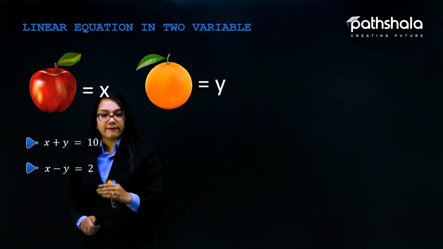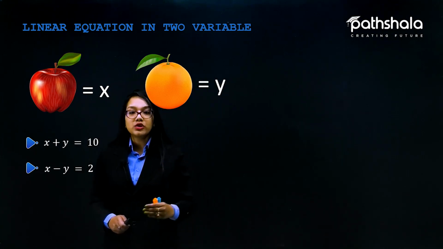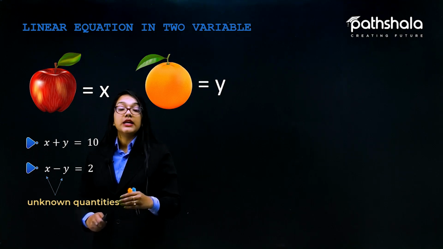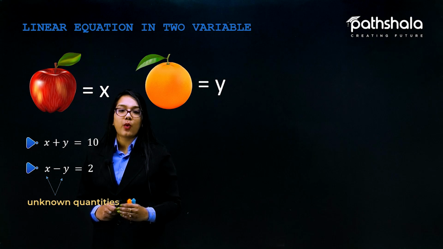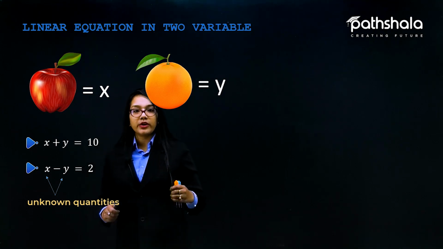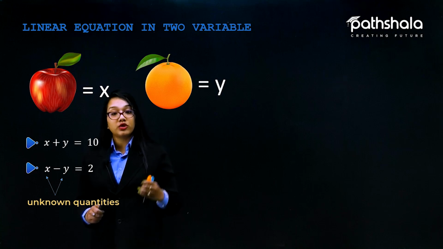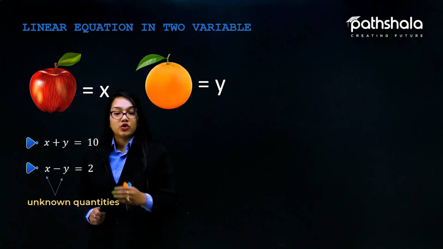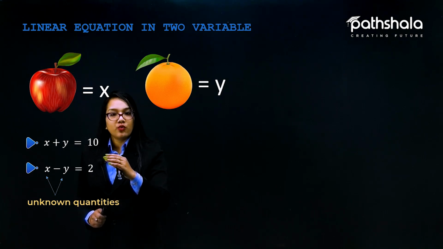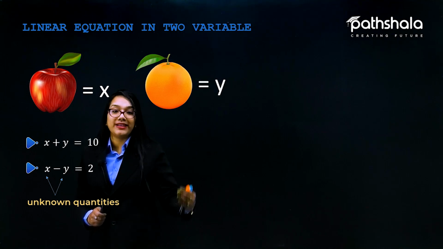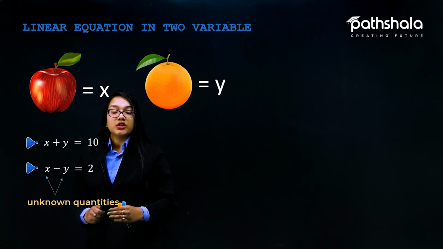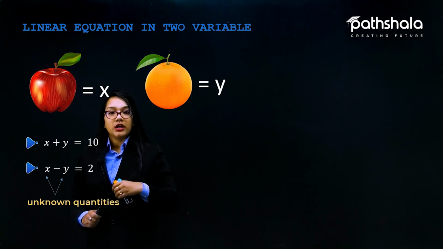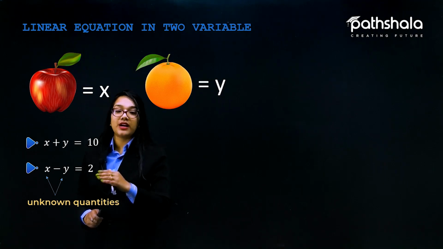Moreover, x and y are also called the unknown quantities. So in the linear equation in two variables, we can find the value of x as well as y. So always remember, in a linear equation in two variables, we call x and y variables nothing but unknown quantities. In this chapter, we will see how we can find out these unknown quantities.